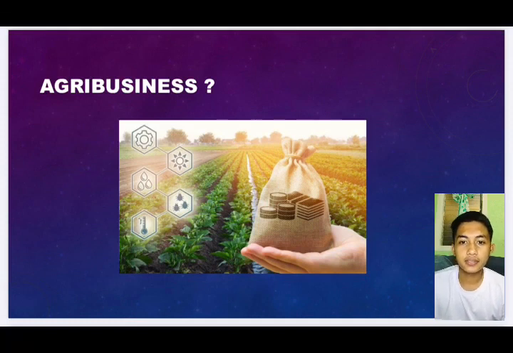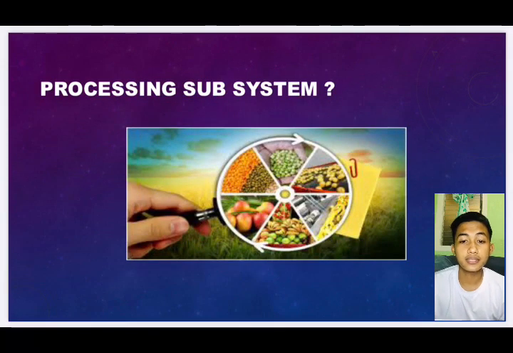Then, let us proceed to agribusiness as a science, because all the new technologies for developing new products come from science, in order to sustain the needs of the increasing population of the nation. In other words, agribusiness is the combination of the words agriculture and business, relating to agriculture production. So now we focus on the processing subsystem.